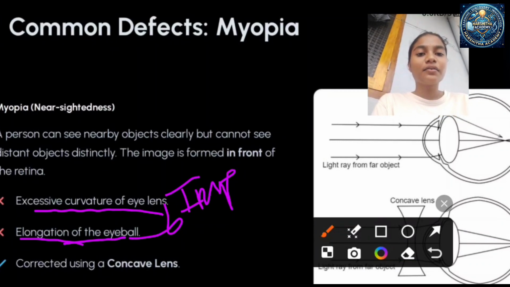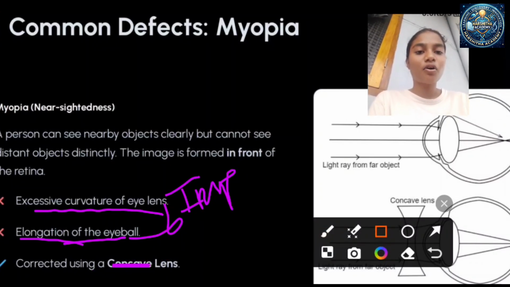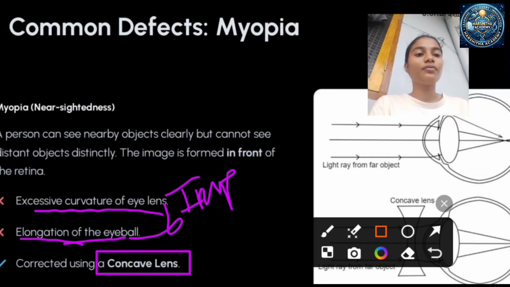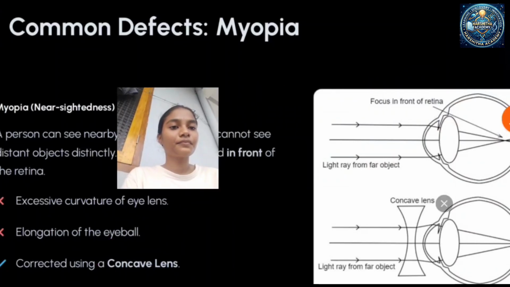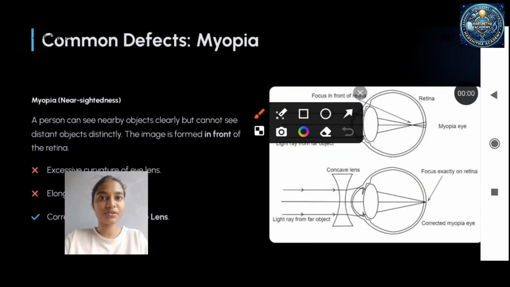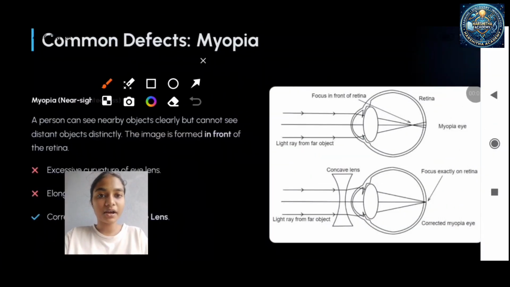And another thing, how it will be corrected: it will be corrected by using a concave lens. This is another thing you have to note down. And let's see now. Here you can find the two images. As you can observe here, this is the eyeball. If the defect myopia came, the eyeball became elongated. You can observe that this eyeball became longer.